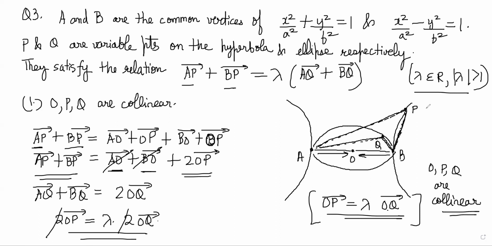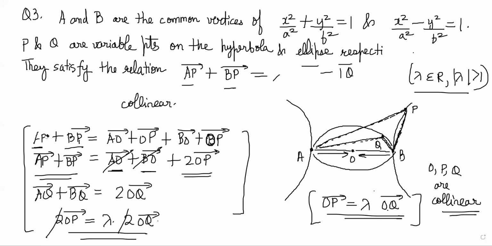We are getting OP is lambda times OQ and the vectors are having the same direction, so they must lie on the same line. So basically we have solved this part of the question just by a little bit of vectors, right? So that is the first thing. Then the second part of the question.